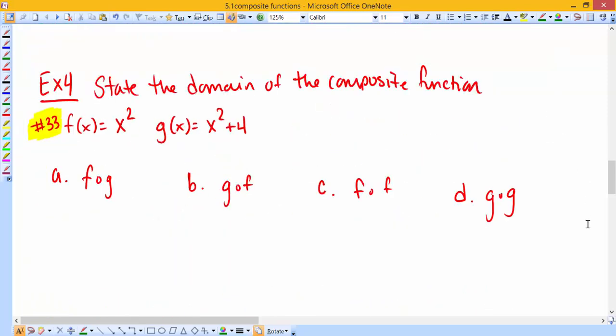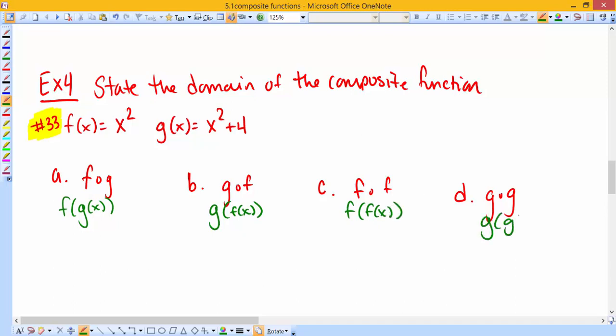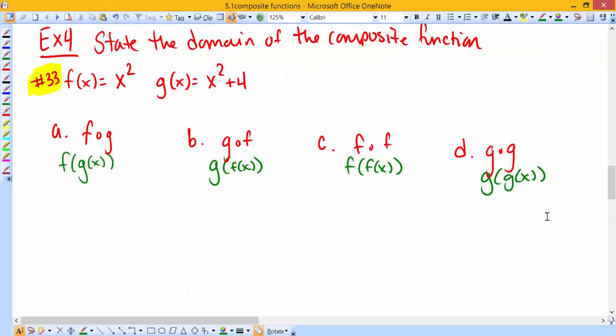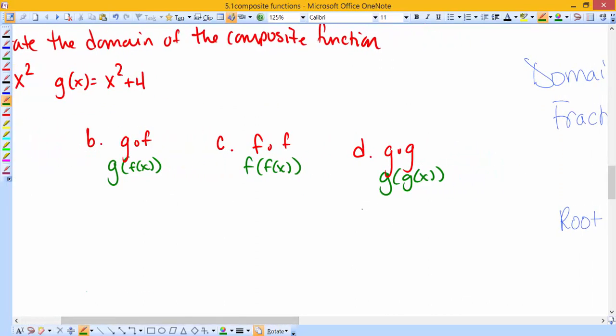Number 4, state the domain of the composite function. So more composite functions. So f of g is the same as f of g of x written this way. This is the same as g of f of x, f of x and g of x. I'm only going to do one of these, and I'm going to go ahead and do d. So I'm going to write out two g of x's. g of x equals x squared plus 4, and g of x equals x squared plus 4.